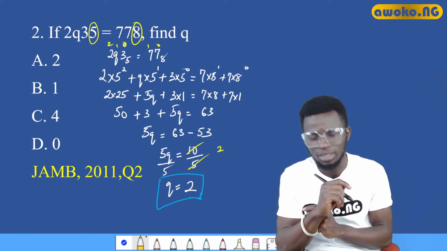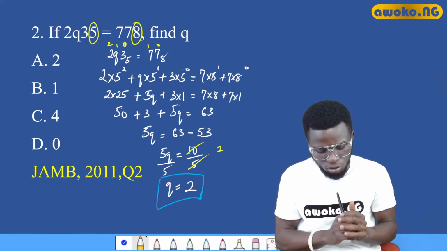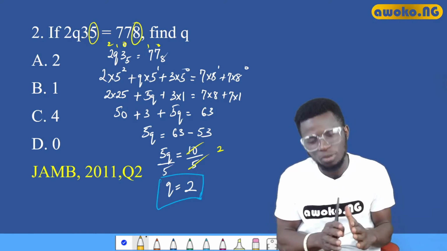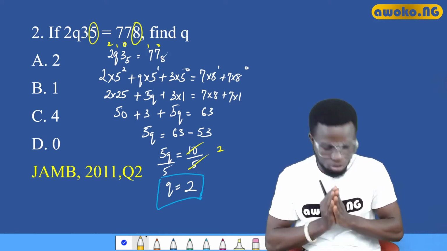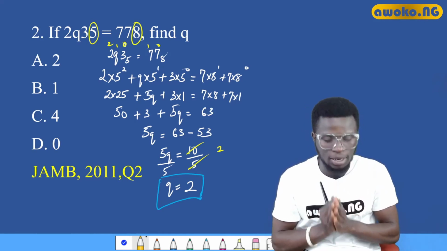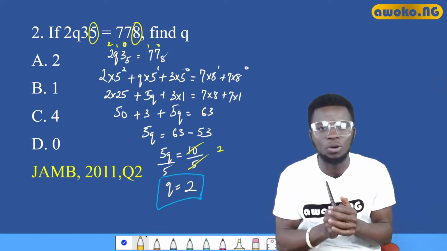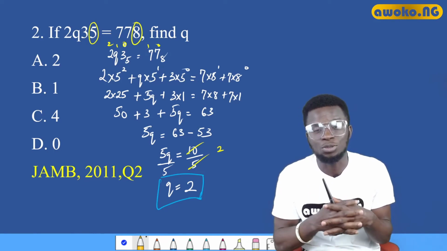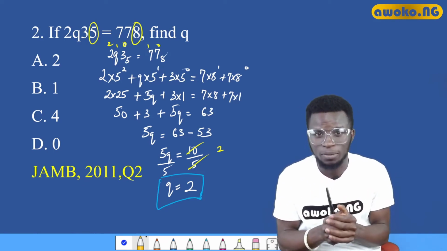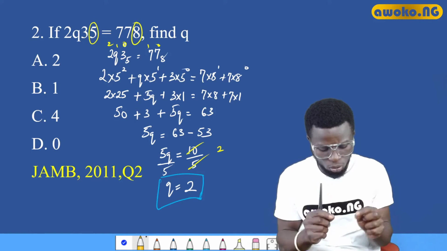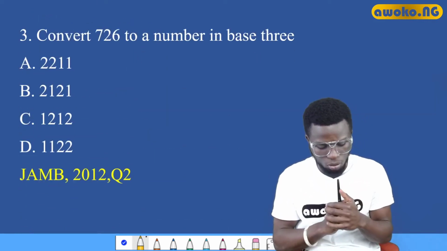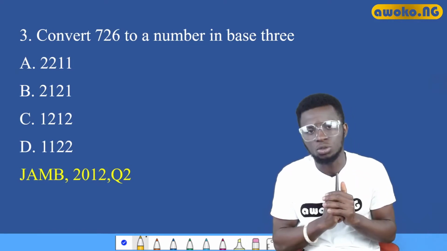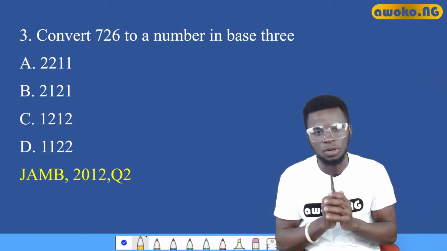Let us go to the next problem, and I am sure you realize that all these problems are direct exam questions, JAMB 2011 question 2. So you can check that up to confirm if they are actually correct. Okay, so JAMB 2011 question 2. Let's go to the third question, which is JAMB 2012 question 2 as well.